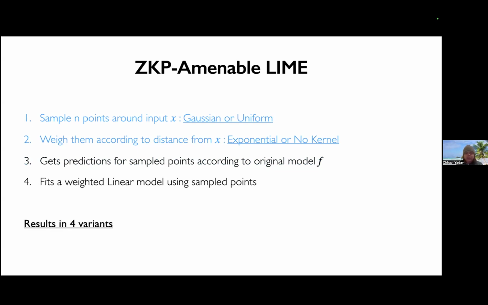So for sampling points, we found 2 types of methods in the literature. You could either use uniform sampling or Gaussian sampling, and accordingly you can use exponential kernels, or you can use no kernels to get the distance. And this results in 4 variants. Basically, you sample Gaussian with exponential kernel for weights, Gaussian with no kernel, uniform exponential, and uniform with no kernel. And what we want to test here is: is any of these 4 variants more ZKP efficient than the others?